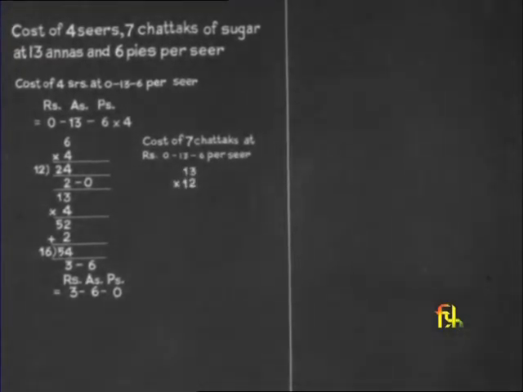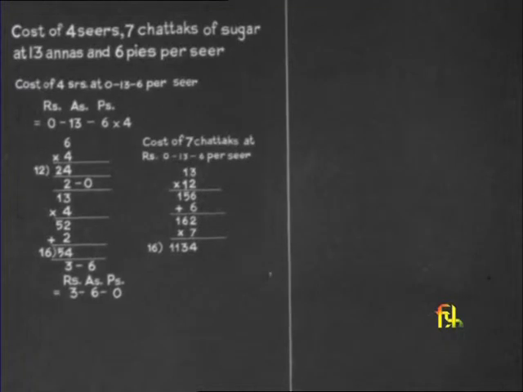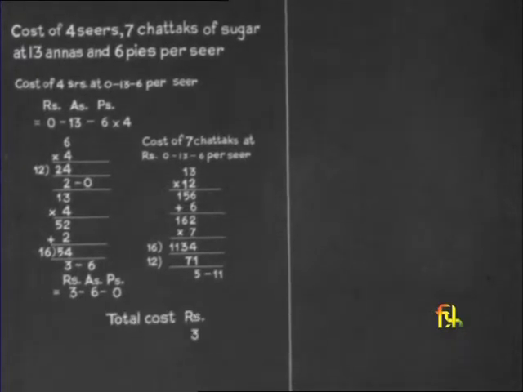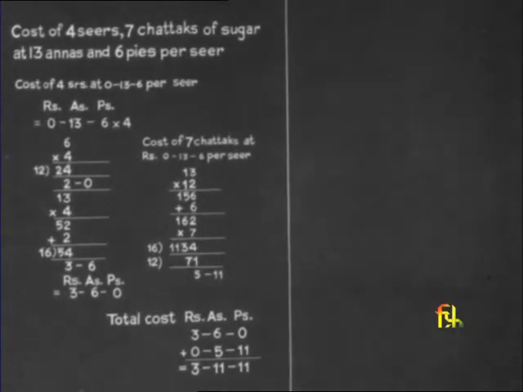Now cost of 7 chataks at 13 annas, 6 pies per seer. 13 into 12 gives 156 plus 6. It's 162. 162 into 7 is 1,134. 1,134 divided by 16 would give us 71, and divided by 12 would give us 5 and 11 over. So the total cost would be 3 rupees, 6 annas plus 5 annas, 11 pies. 3 rupees, 11 annas, 11 pies.